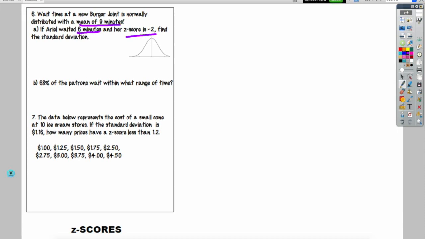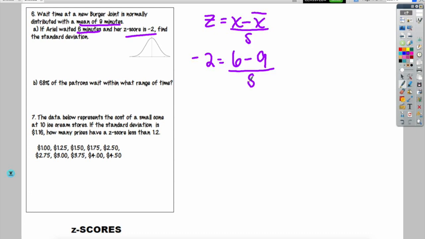So we can plug in our information into the formula here. What's z? -2. What is x? 6. What is x bar? That represents my mean. And I'm looking for s, which represents my standard deviation. What is 6 minus 9? -3. So all I'm doing is using the formula and solving the problem here.